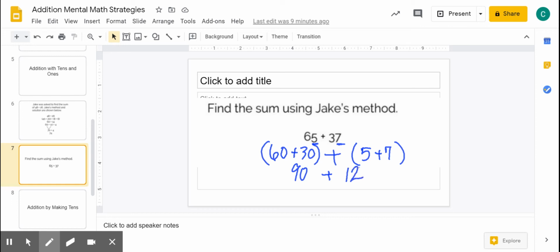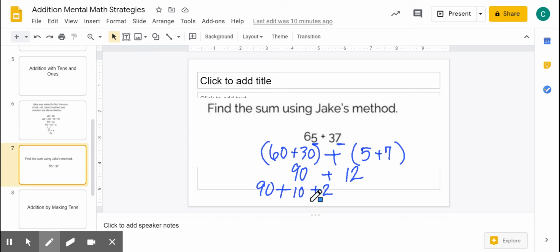But you know what? From the number 12, I can get a friendly number of 10 because 10 plus 2 equals 12. So the next thing that I will write is the number 90. I write 90 plus 10. This 10 comes from the number 12. Then I would write plus 2.